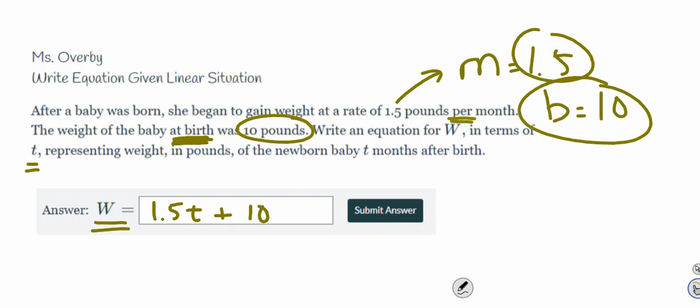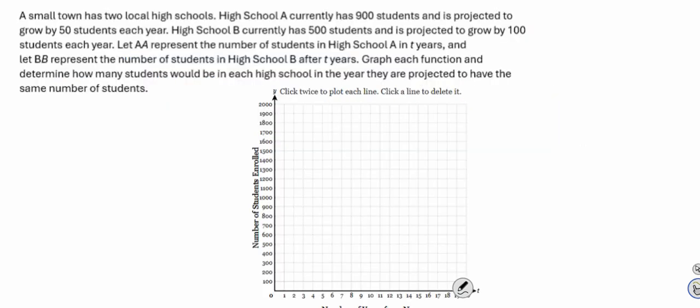Okay, so then the last type of question had a lot of words and a big graph, but we can do it. We've got high school A, and we've got high school B. So in the beginning, high school A has 900 students. So that means they start right here in the beginning. And they grow by 50 students each year. All right, so A is going to, let's just write the little thing. They've got 900 students. They're going to grow by 50 students.